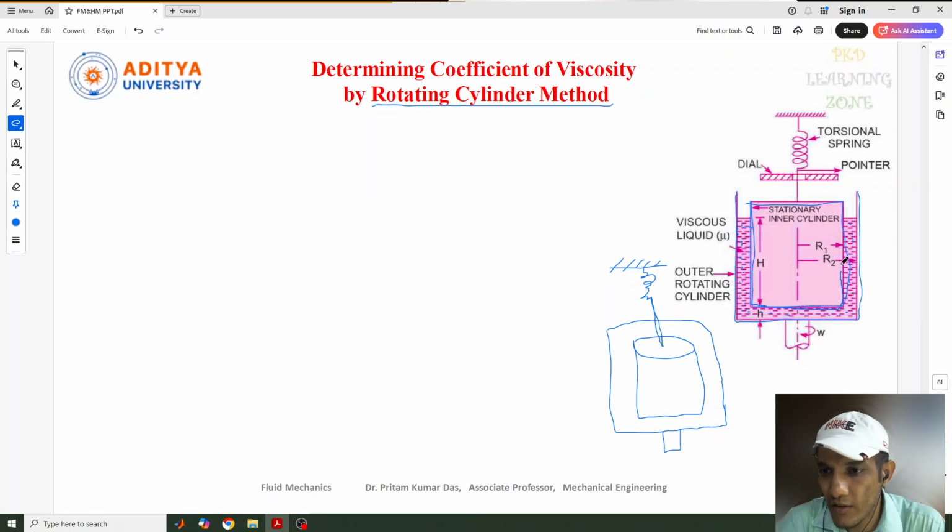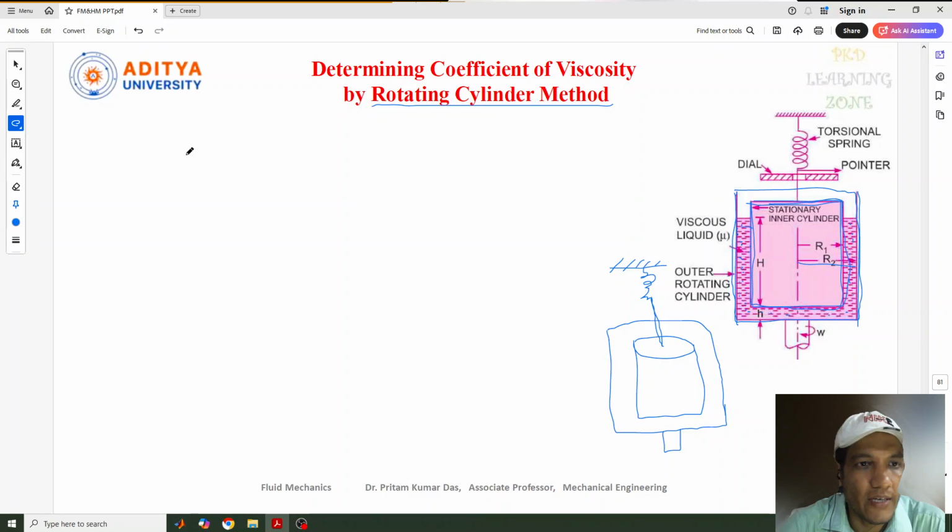So the outer cylinder is going to be rotated. That means this outer cylinder is going to be rotated, and as I told, it is connected with a pulley or some kind of shaft, so that it will be rotated in this direction. Now, as I told, between these two cylinders is the fluid whose viscosity needs to be calculated, and the radius of this inside cylinder is R1, and the outer cylinder is R2.